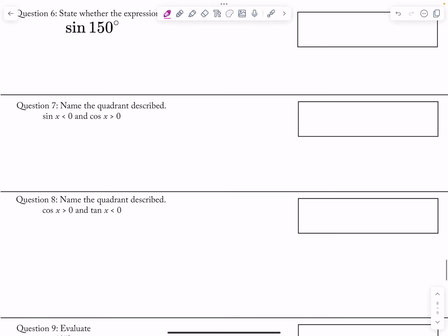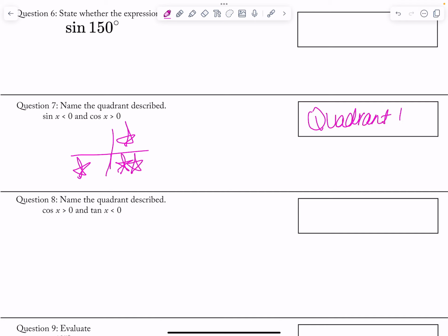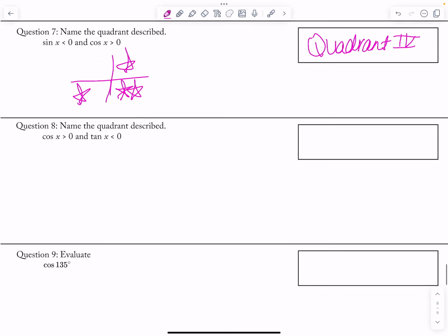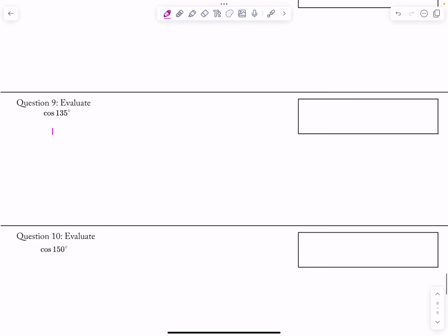Okay. 7, I want to be in quadrant 3 or 4. I want cosine to be positive, so that's 1 or 4. So this is in quadrant 4. Number 9, 135 degrees is in quadrant 2, and cosine is negative.